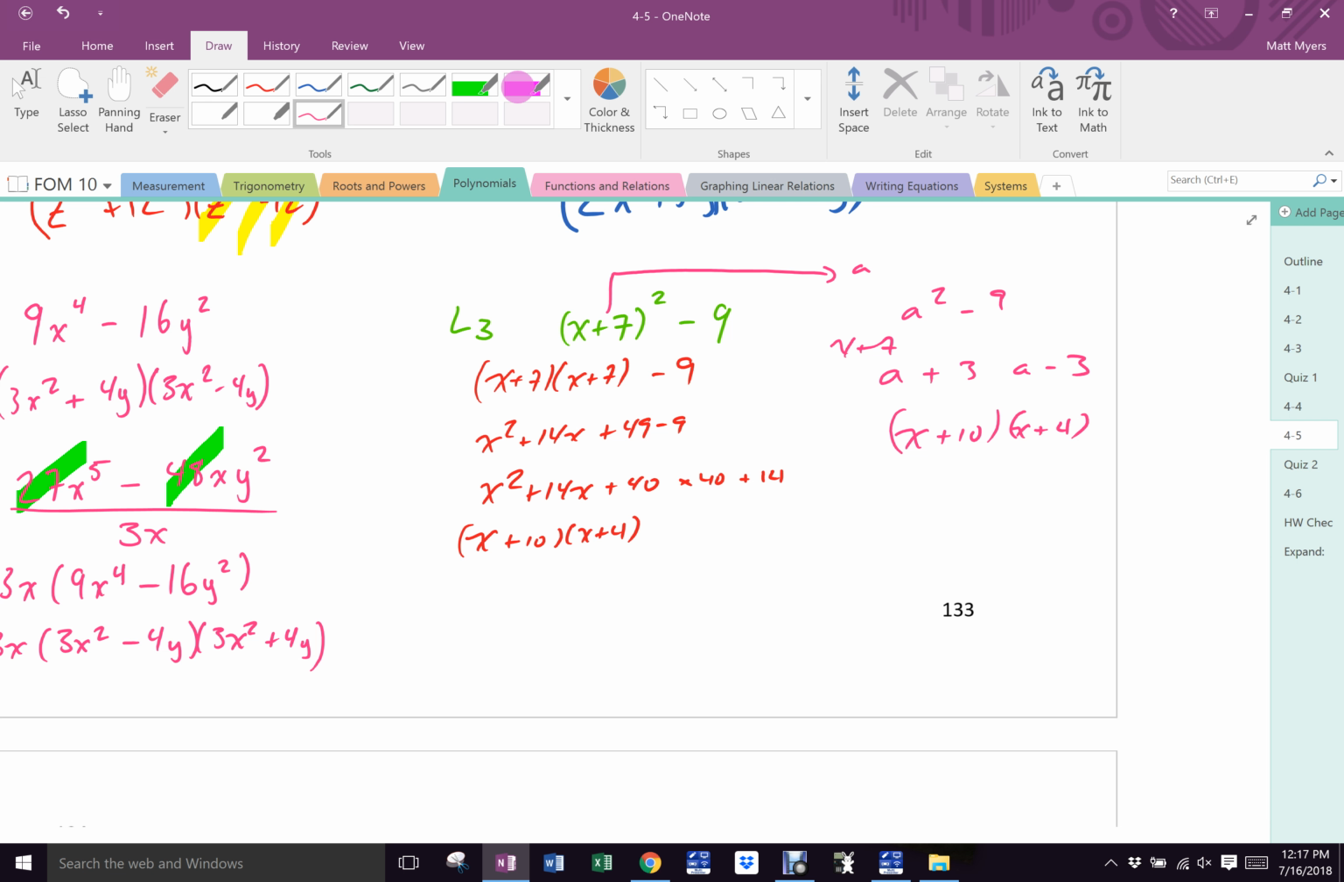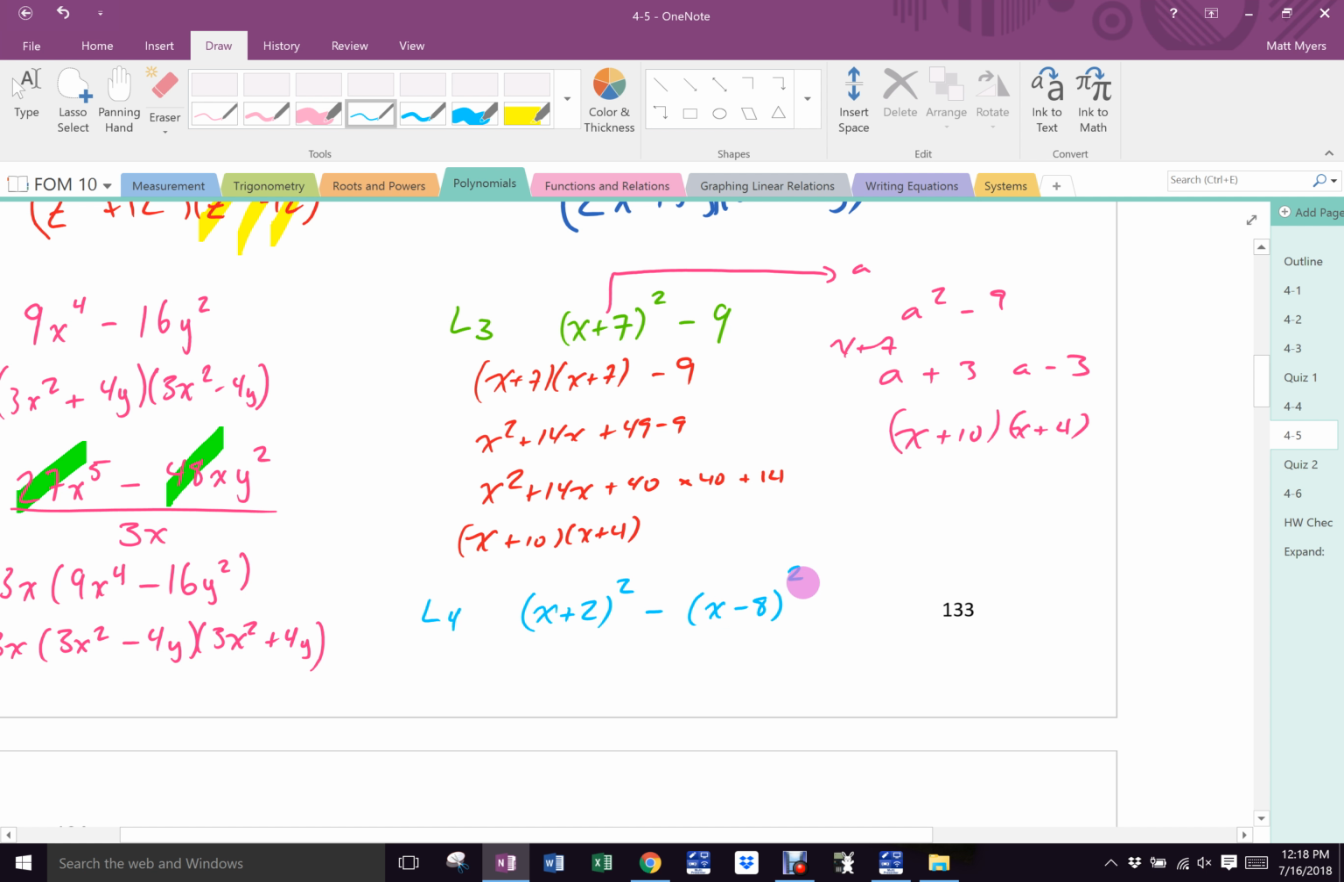Okay. And the level 4. The most difficult kind of difference of squares I can give you. X plus 2 squared minus x minus 8 squared. That's the hardest one. But of course, if you've been paying attention, you can make this guy A and you can make this guy B. And all of a sudden, you have a squared minus b squared, which is a plus b, a minus b.